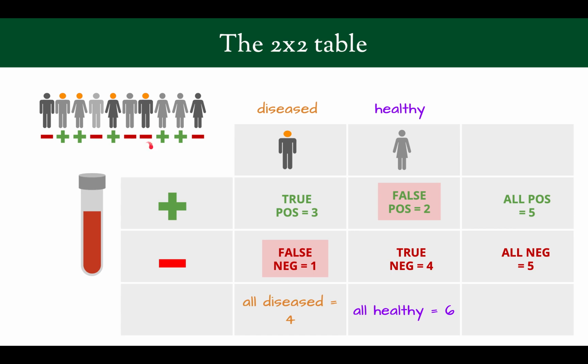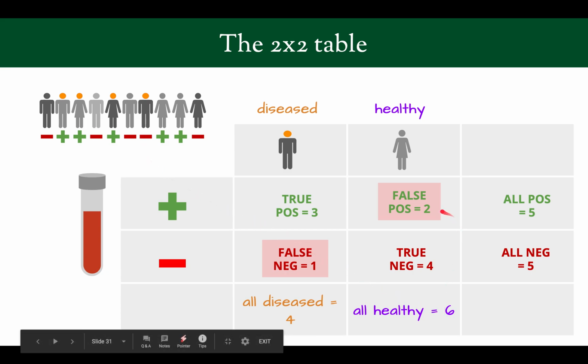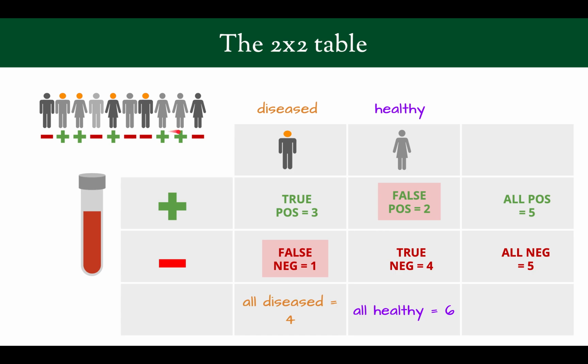So here's a negative that we had, but falsely so, because this person actually had the disease. They were not disease-free. And we had 2 false positives. So here's 2 positives, right? And we would expect them to have the disease, but nope, they were disease-free. So this was falsely so. So we have 2 false positives.